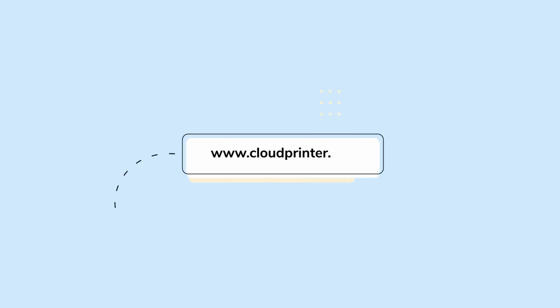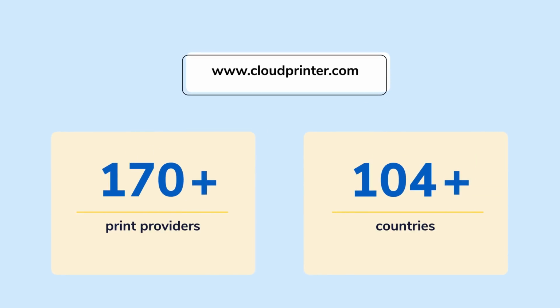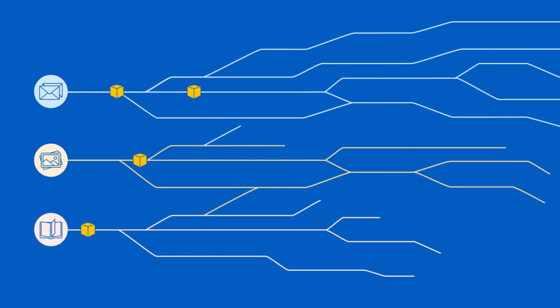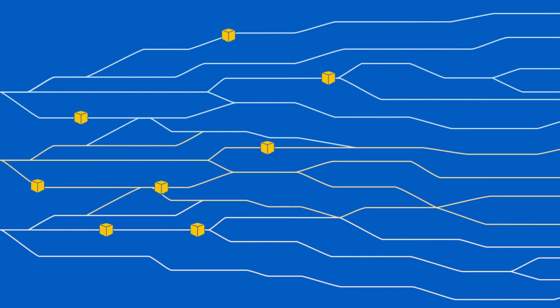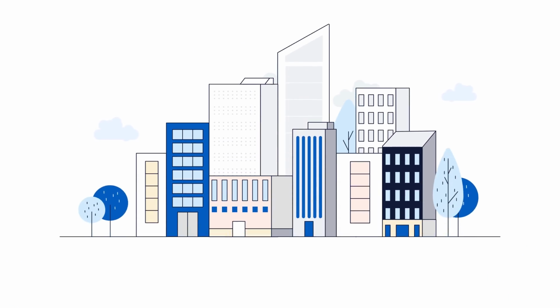We are a global print platform that connects 170 plus print providers in 104 countries and help you print all around the world. The process is simple and easy. You make an order and it's automatically streamlined for local fulfillment, as close to your delivery destination as possible. Whatever your company's specialization, Cloudprinter.com will help your business grow.